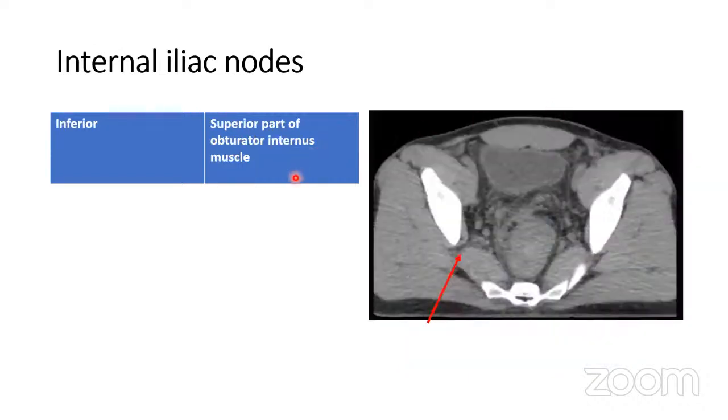Next is the inferior border. So we contour the internal iliac vessels and then give a 7 mm margin around it. And then we go inferiorly until you see the obturator internus muscle. That forms the lower limit of these internal iliac nodes.